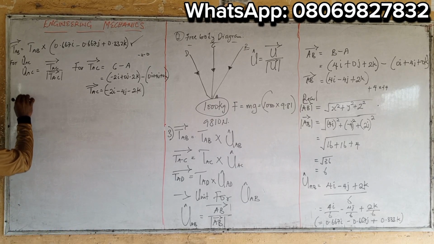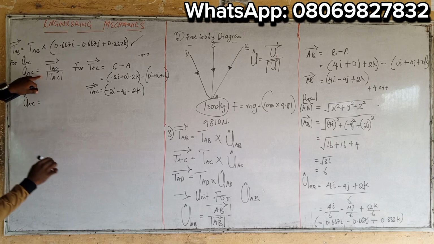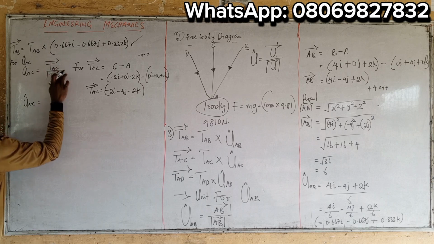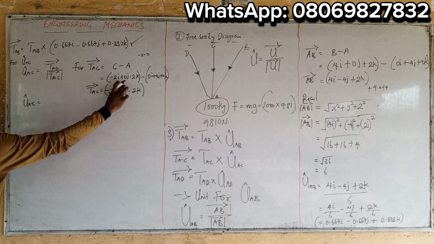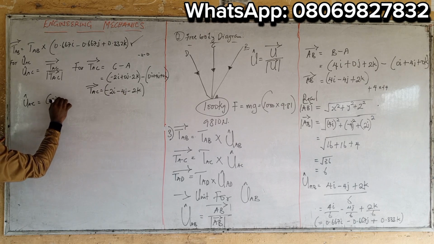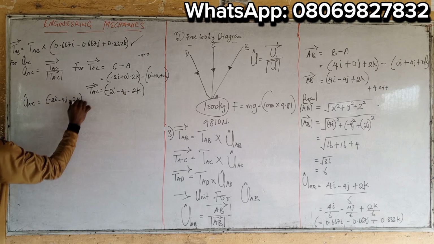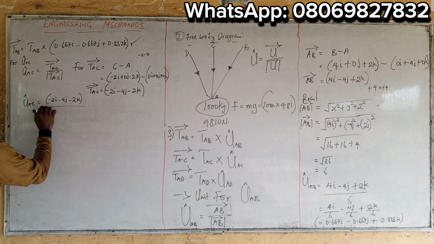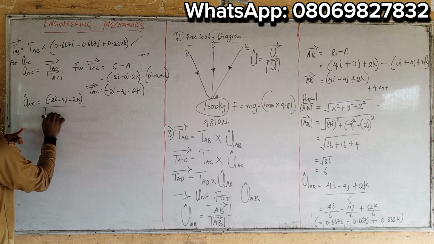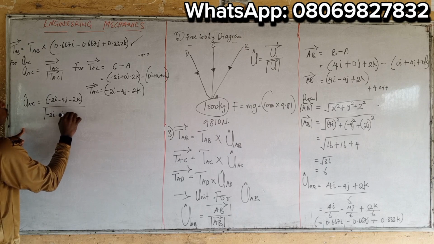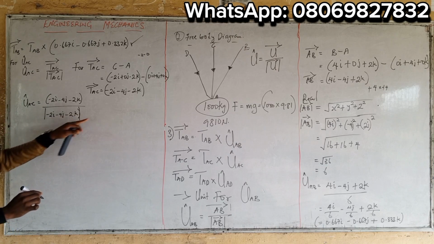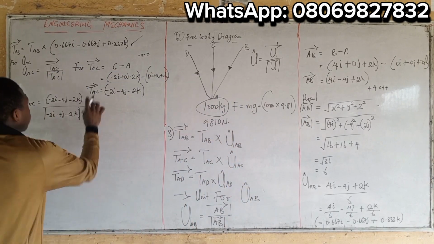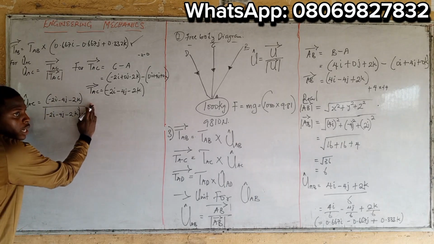We know that unit vector AC is simply your position vector divided by the magnitude of your position vector. For you to get your magnitude, you bring down your position vector, minus 2i minus 4j minus 2k, divided by the magnitude. We have a formula we use to calculate the magnitude. So let's calculate the magnitude first before we calculate our unit vector.